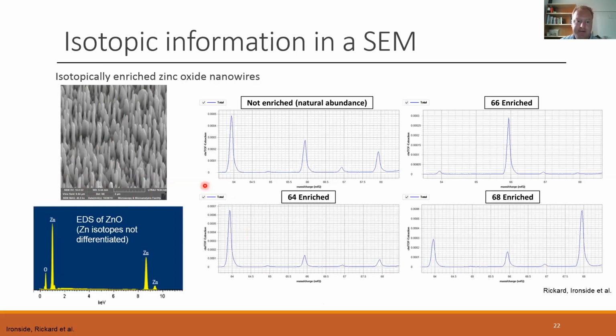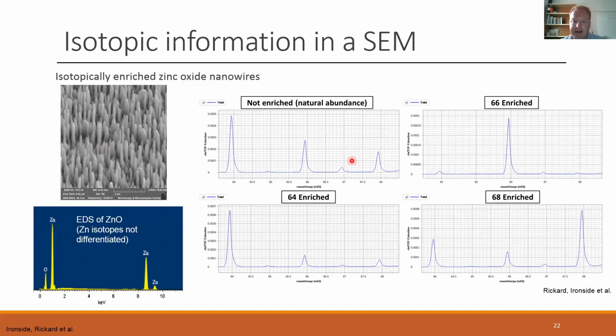Isotopic information. This is another neat capability, where we combine our very high resolution electron microscopy. We're looking at these zinc oxide nanowires, which are only approximately 200 nanometers wide. We can do EDS on them, and it tells us that they've got zinc and oxygen, which is useful if that's all you need to know. But if you want to look at the isotopic enrichment, zinc has a number of isotopes at 64, 66, 67, and 68. And we can look at that.